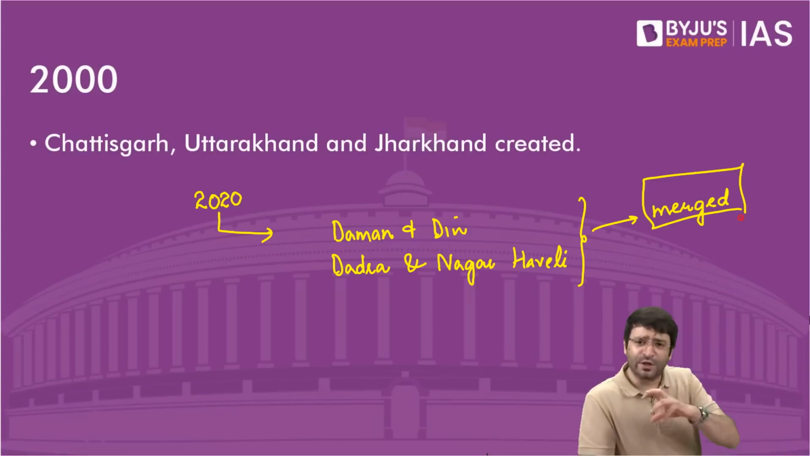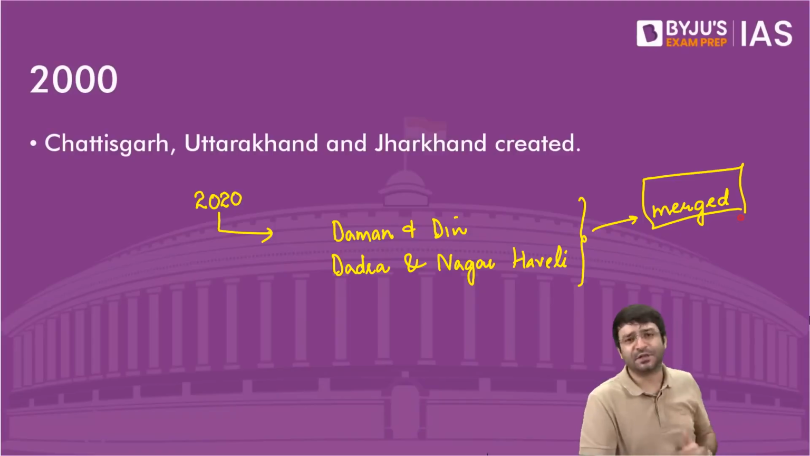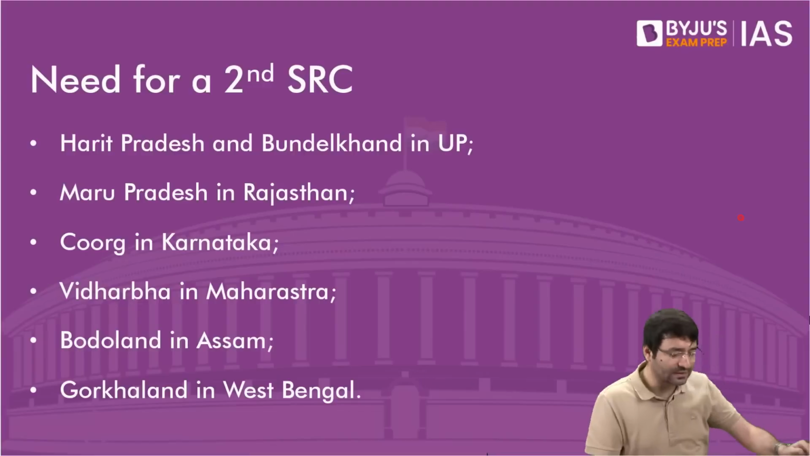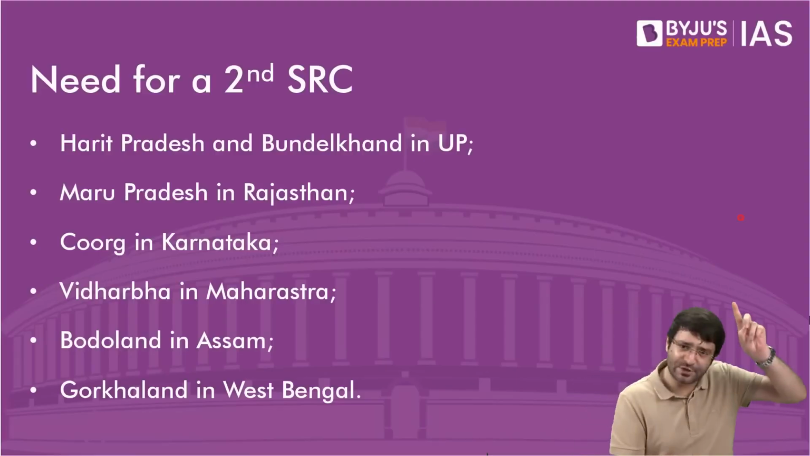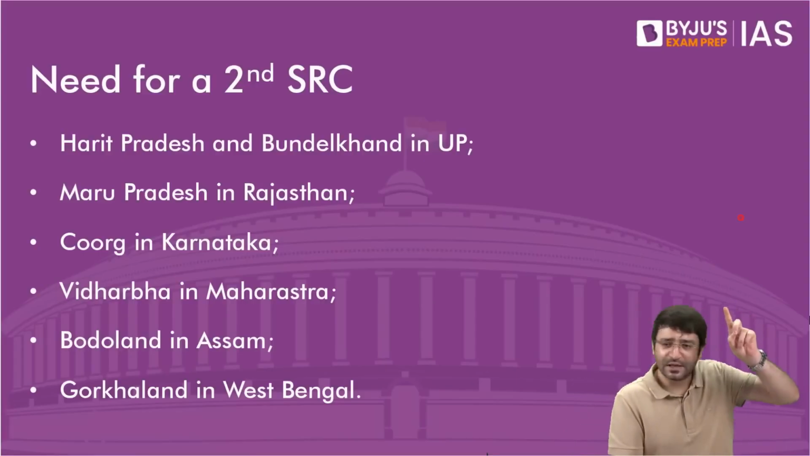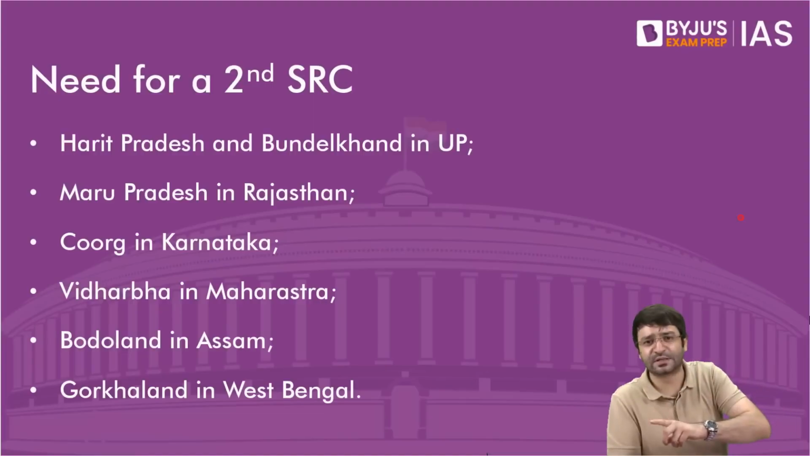So more and more reorganization has taken place even after 1956. But now the question is that there are experts who say we need a second States Reorganization Commission. Why a second States Reorganization Commission? Because the first commission was set up in 1956. It's close to 70 years now. We need a second States Reorganization Commission.